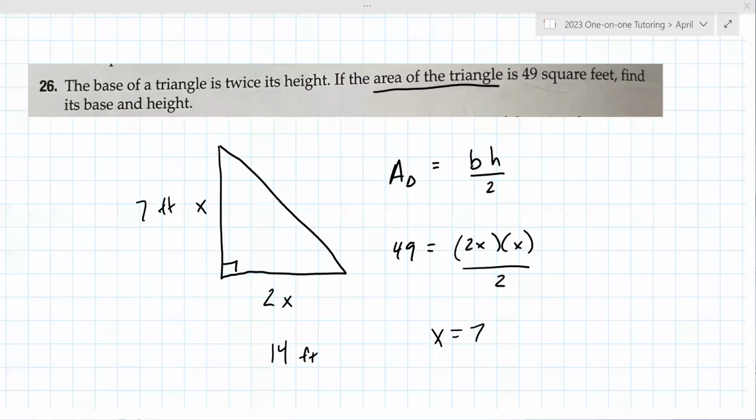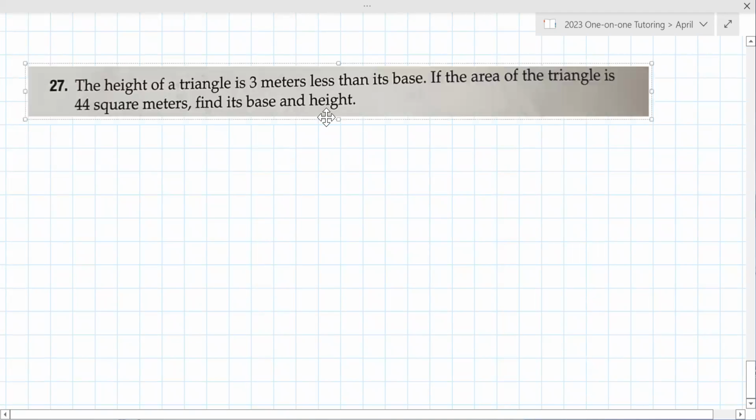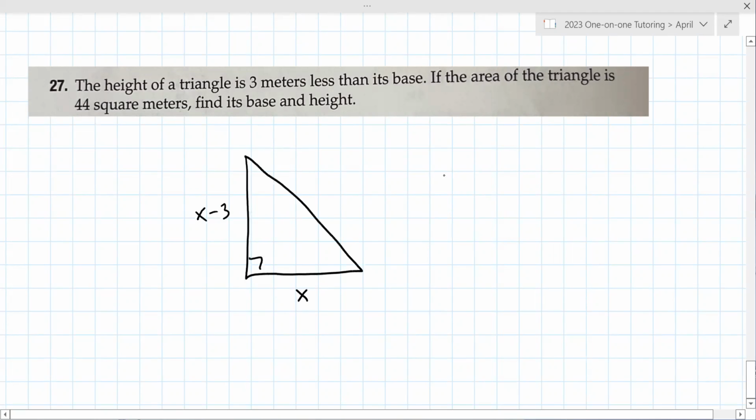27 is like 26. Another triangle problem. All right, the height of a triangle is 3 meters less than its base. So here's the base. Height is x minus 3. The area of the triangle is 44 square meters. So 44, like you said, base times height divided by 2. X times x minus 3 divided by 2.